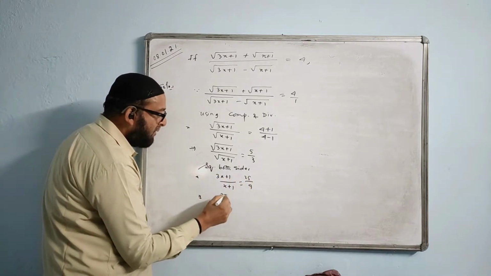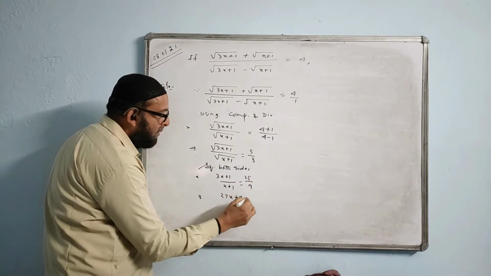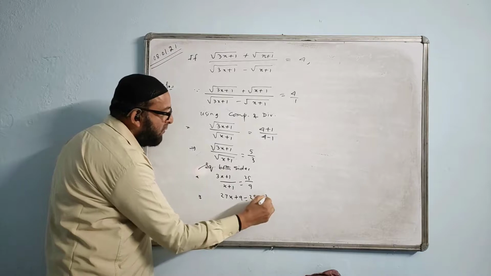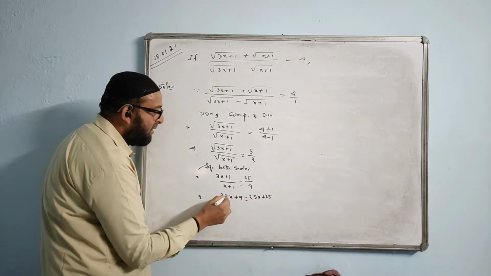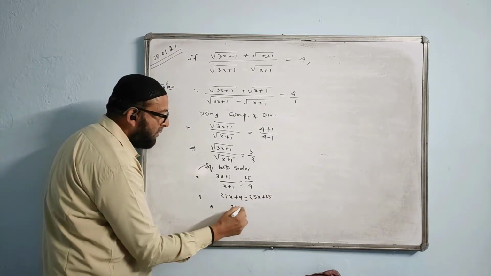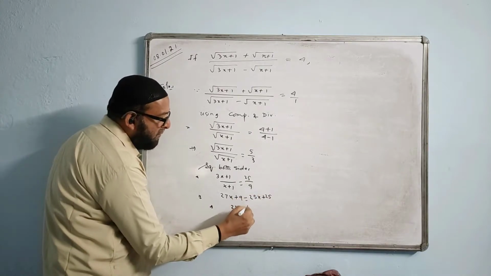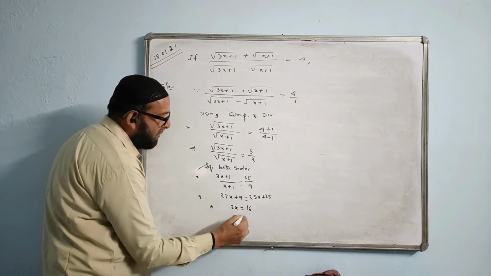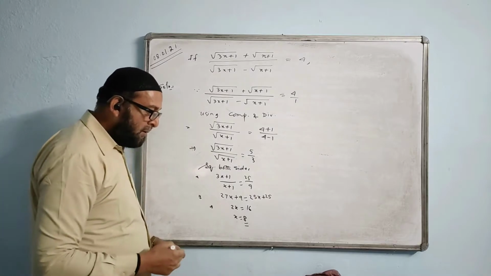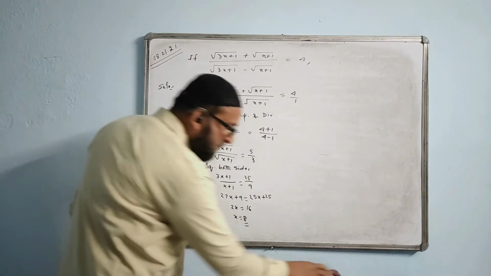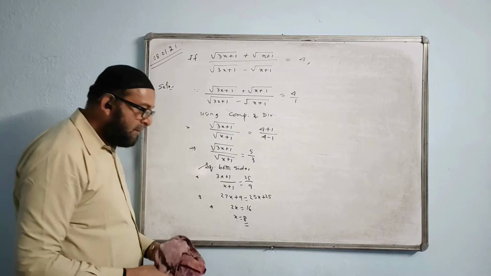9 3s are 27x plus 9, equals 25x plus 25. 27x minus 25x will give 2x. 25 minus 9 will give 16. Therefore, the x value is coming 8. Now, is it clear?